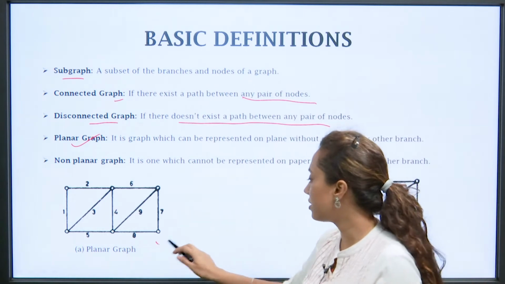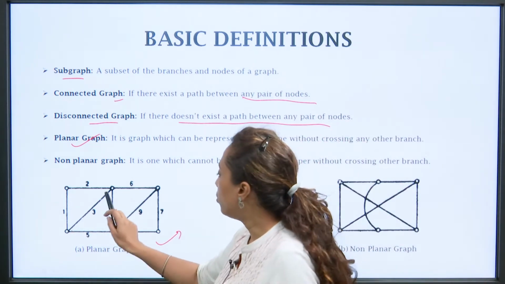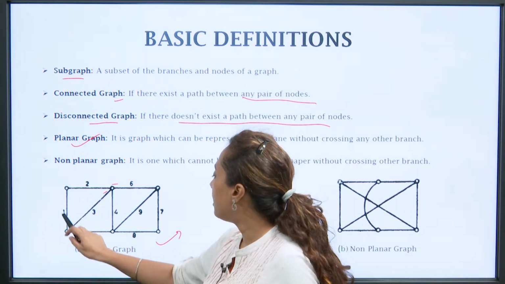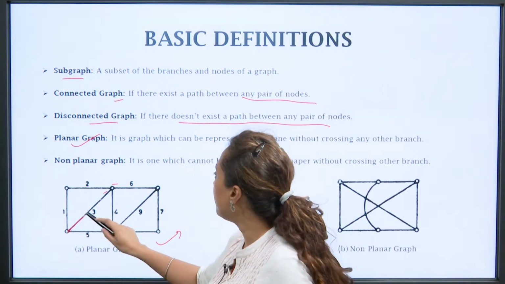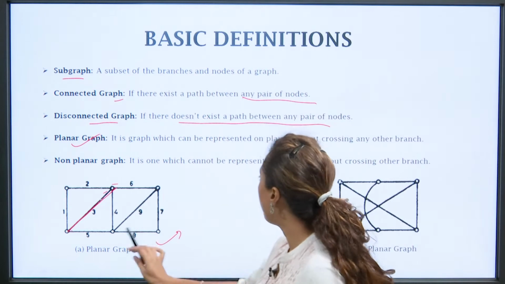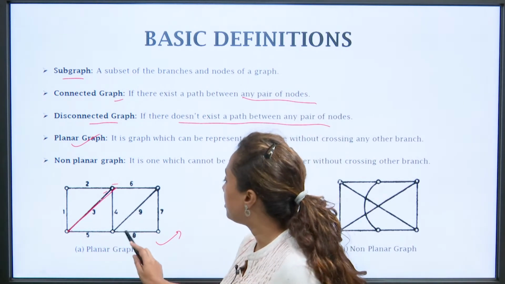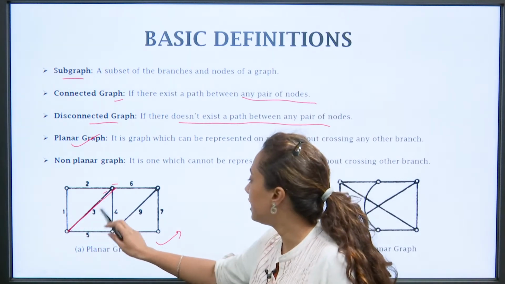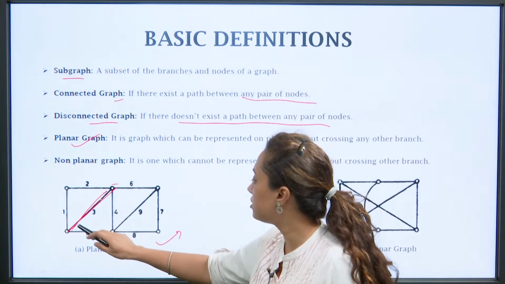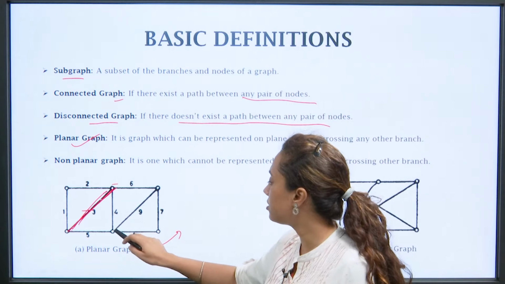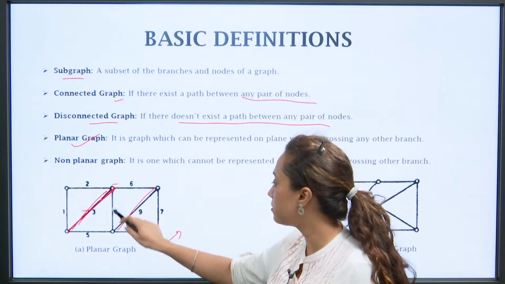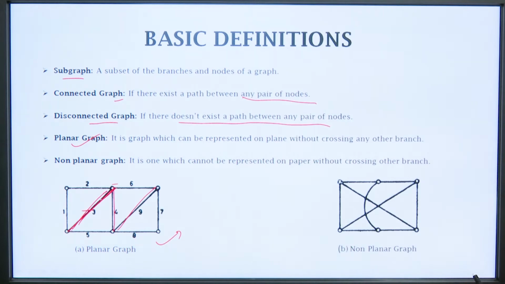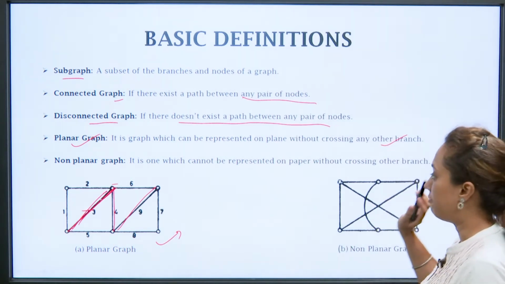For example, if you see this one, all the nodes are shown by the numbers here. Now the branches are also shown. As we can see, it is a graph that is represented on a plane and no branches cross each other, right. See, this branch is not crossing any other branch, this branch is not crossing any other branch, and this branch is also not crossing any other branches. So this can be shown in a plane. So this is a planar graph.